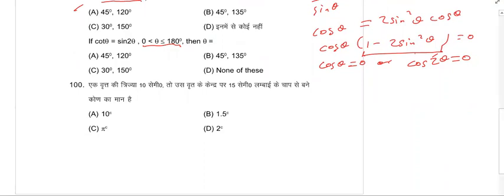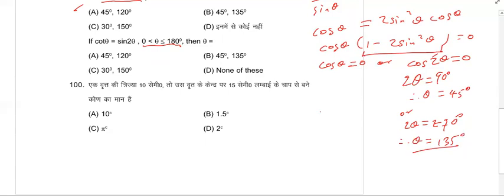So let me write this down first. 2 theta is equal to 90 degrees. Therefore, theta is equal to 45, or 2 theta is equal to 270 degrees. Therefore, theta is equal to 135 degrees. Or look at the graph of cos 2 theta.